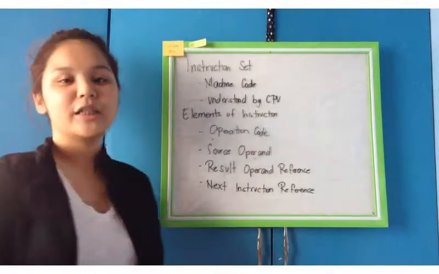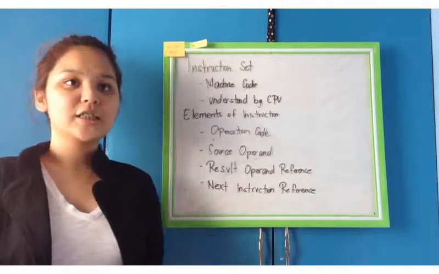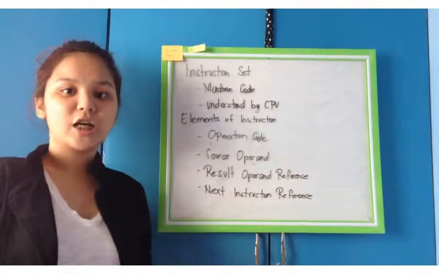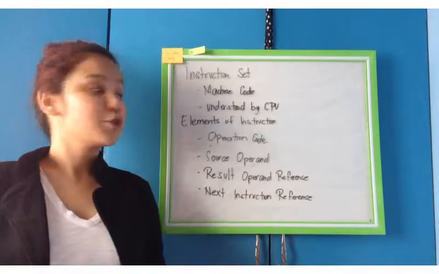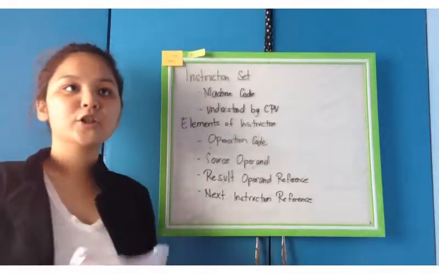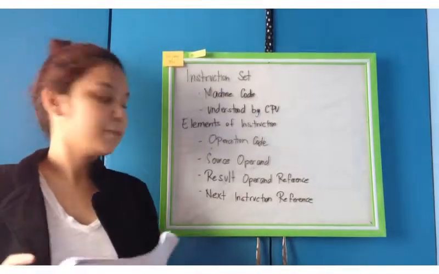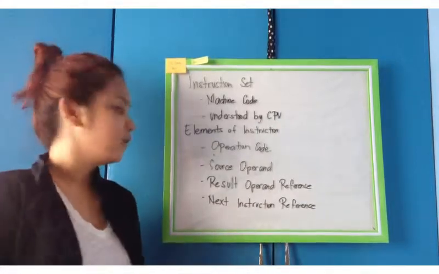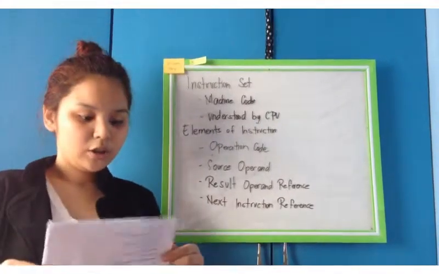Here to discuss about instruction set. So instruction set are machine codes. It is a complete set of instructions that are understood by CPU, and usually it is in the form of binary. Next, there are different elements of instruction. So the first is the operation code.